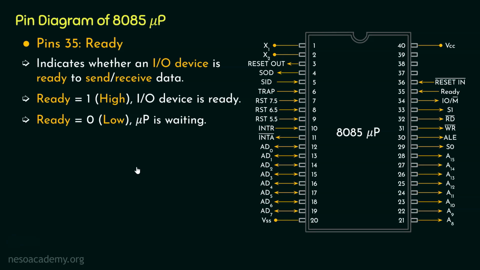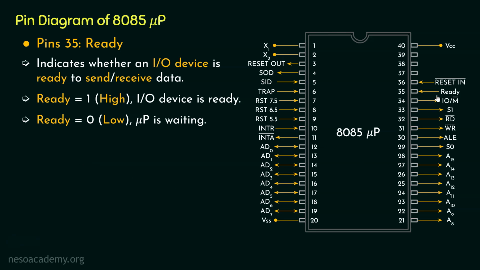Imagine a scenario where an external printer is connected to the microprocessor and is still processing the previous print job. In this case, the microprocessor initiates a data transfer. Now, if the printer is ready, the signal will remain high. However, if the printer needs more time, the ready signal goes low. And for the time being, the microprocessor will patiently wait. Once the printer is ready, the ready signal will go high again, allowing data transfer to resume.